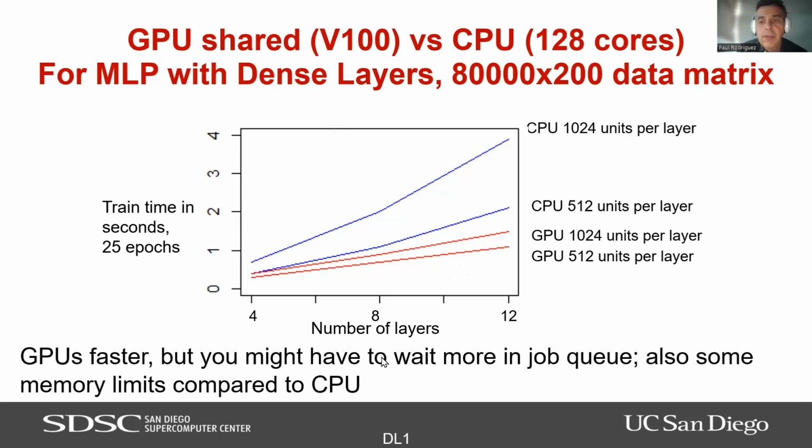So the GPU is always faster, but it might not necessarily be the thing you want to do because you're typically waiting more in the job queue. And there are some memory limits. If your model's too big or your data's too big, you have to load the data in batches, so you have to do some more coding in those cases. So that's the trade-off.